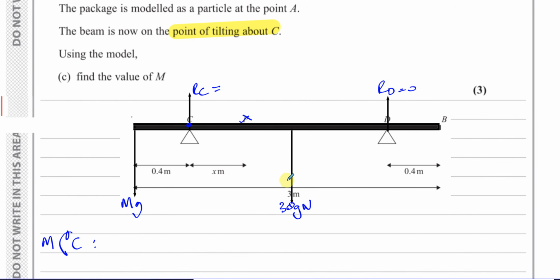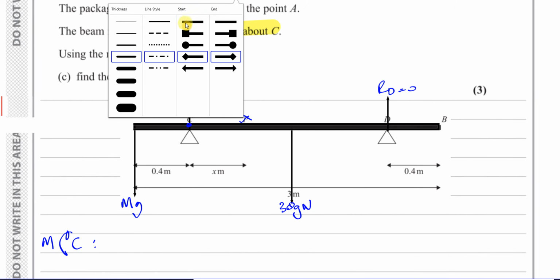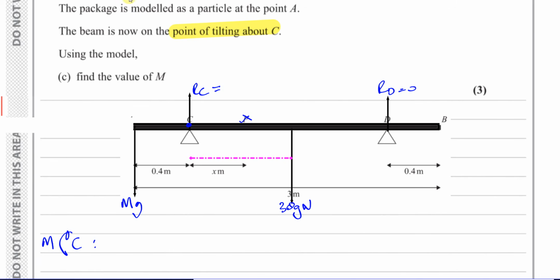So the clockwise moments will be given by 30g times this distance here, and we know that distance from before. That is, remember, 0.4 and 1.5. So this is going to be 1.1 meters, because 1.5, remember, was halfway along. So it's 1.5 minus 0.4, that's 1.1. So 30g times 1.1 equals, because that's the only clockwise force, the anti-clockwise force, which is mg times 0.4.